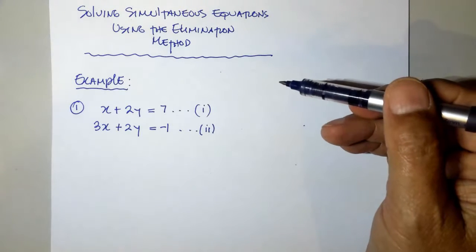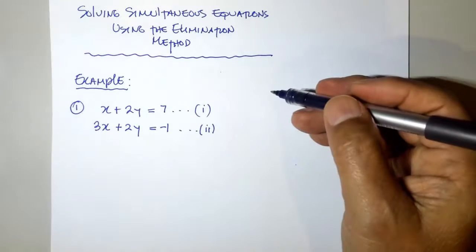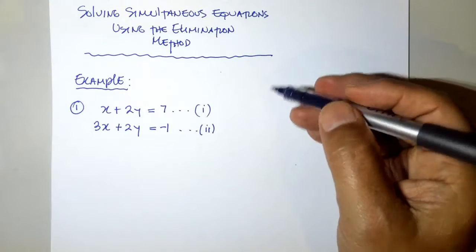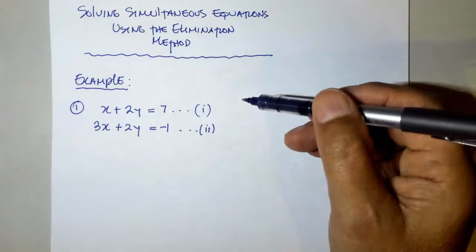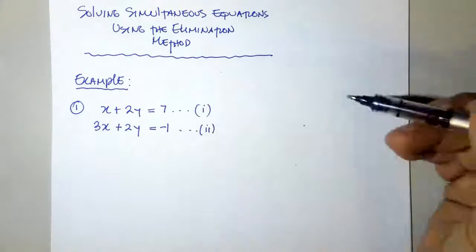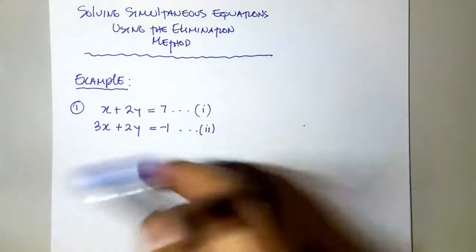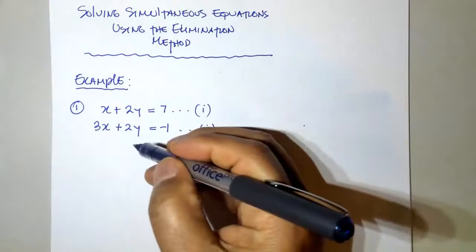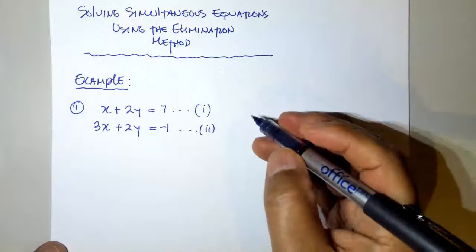But we're going to say this. Do we have the same number in front of the x? Obviously no. Do we have the same number in front of the y? Yes. We have 2 and 2. When things like this happen, then you say yes, we are going to eliminate y first. And this is how you do it.